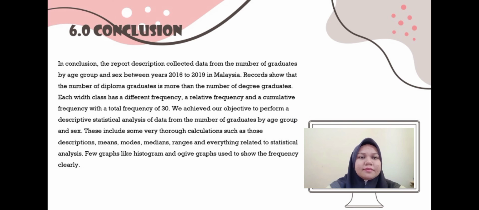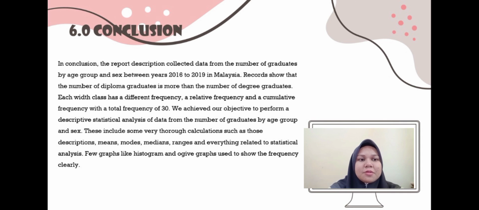Thank you. Conclusion. In conclusion, the report describes data collected on the number of graduates by age group and sex between the years 2016 to 2019 in Malaysia. Records show that the number of diploma graduates is more than the number of degree graduates. Each class has a different frequency, relative frequency and cumulative frequency, with a total frequency of 13.